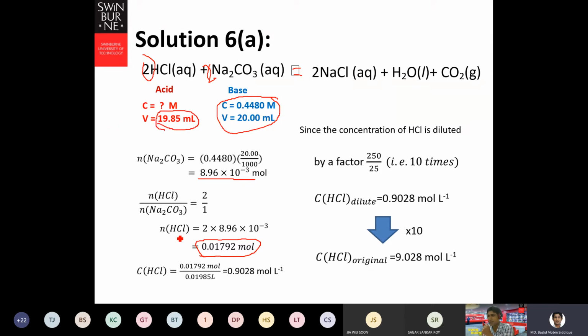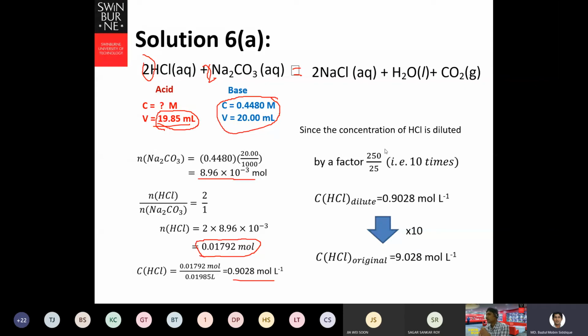So from there we find the concentration already. We convert it to liter first. How do we convert it? We just divide by 1000 to convert to liter, and then we divide the number of moles by that liter. n equals C times V, C equals n over V. And then we find the concentration of this, right?